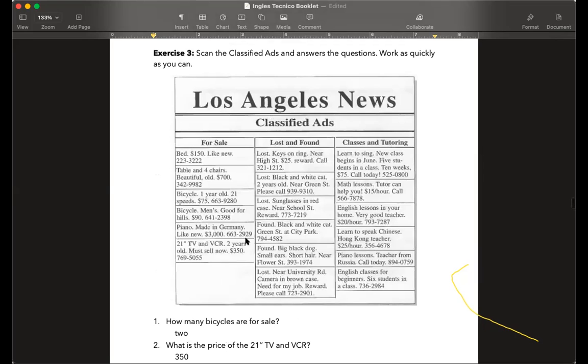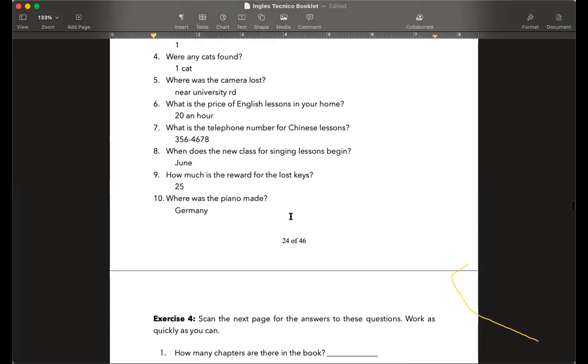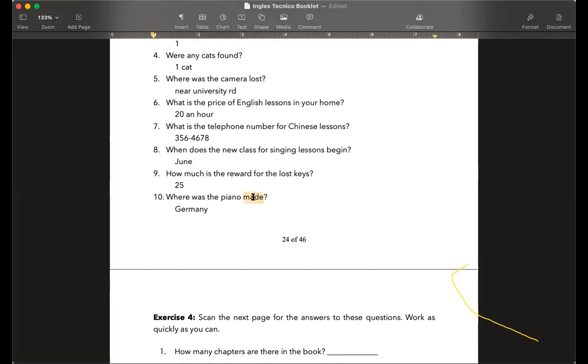¿Decía Rusia en algún lado? Did it say Russia somewhere? I don't think so. Ahí dice que de las clases de piano eran de la profesora rusa. Piano station from Russia, yeah. No, esto está preguntando dónde se había hecho el piano. Where was the piano made? In Germany. Okay, very good.